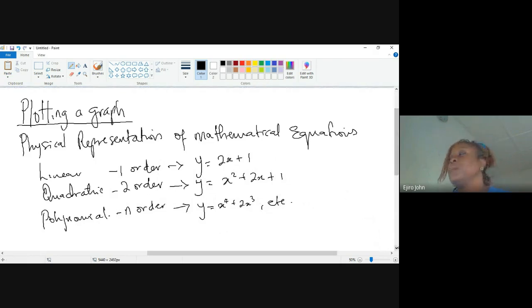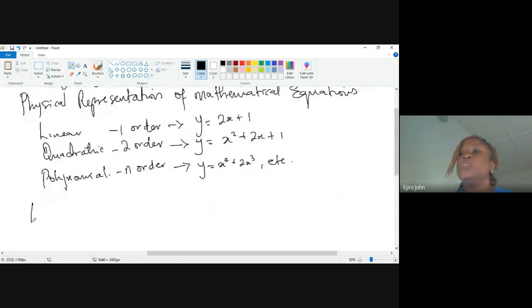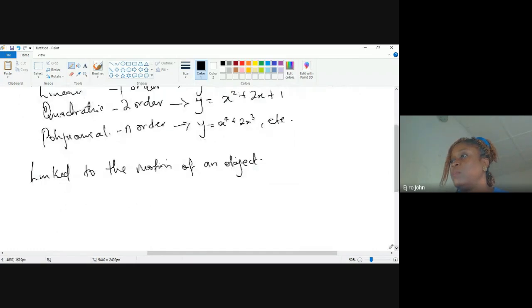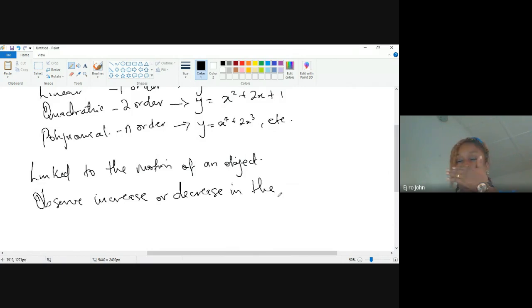What is the purpose of an equation? An equation is linked to the motion of an object, or the motion of a particle of matter. It is used to observe the increase or decrease in the behavior of the object.